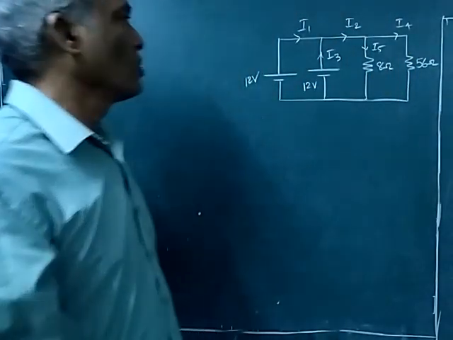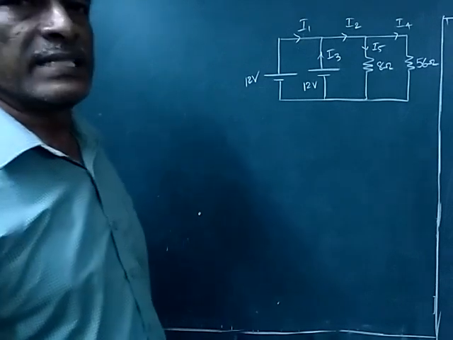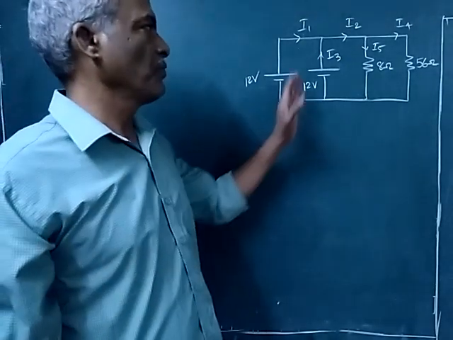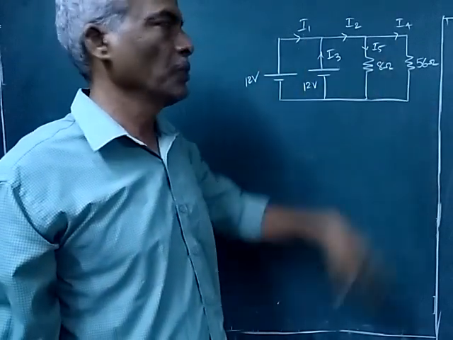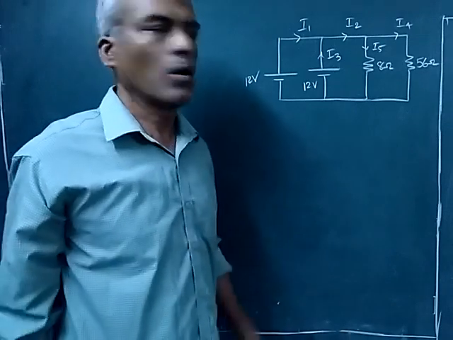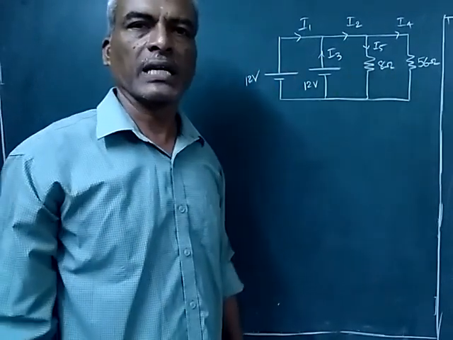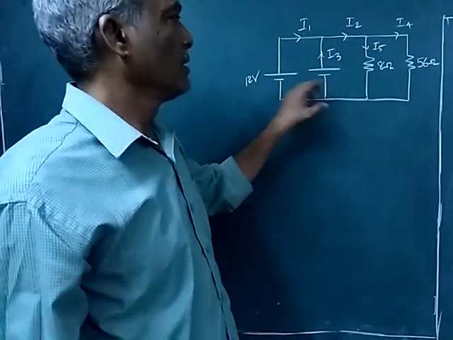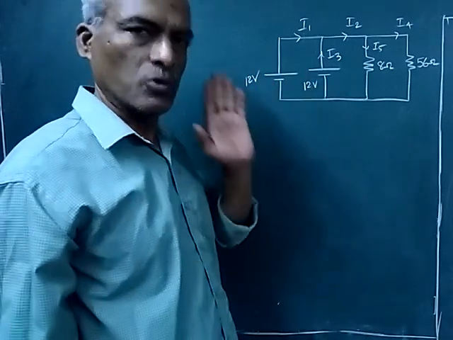Today we are going to solve this problem, NCERT 12th standard physics. The question is, we have to find all the currents in this circuit. This 12 volts and this 12 volts, all four elements are connected in parallel. So here we have 12 volts, 12 volts. That means it is not 24 volts, it is 12 volts only.